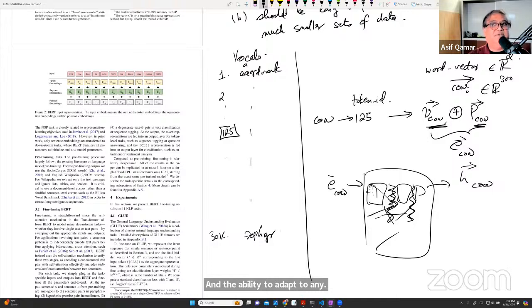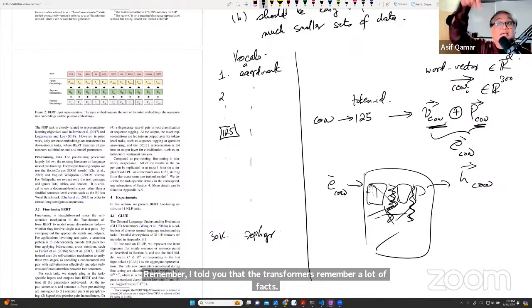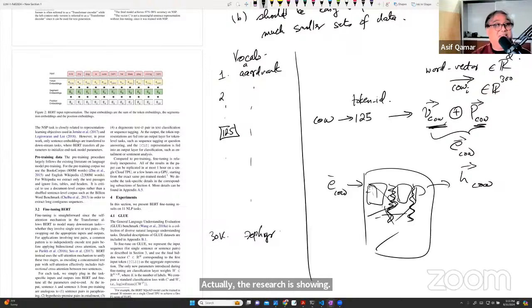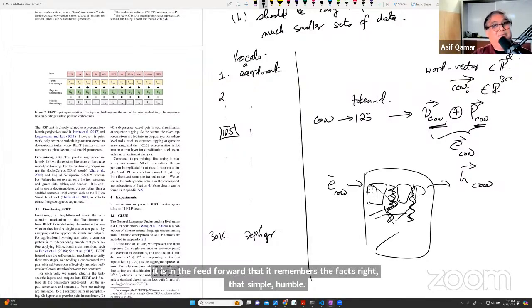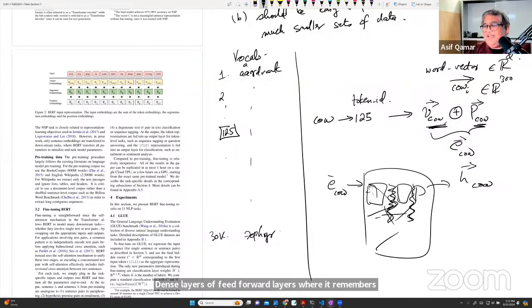Also, there is emerging research recently that, remember I told you that the transformers remember a lot of facts? The research is showing that it is in the feed-forward layer that it remembers the facts, right? Those simple, humble, dense layers or feed-forward layers are where it remembers the facts. So at the end of it, attention goes through various transformations and projections and dimensionality changes and deformations and whatnot. At the end of it, a hidden state pops out.